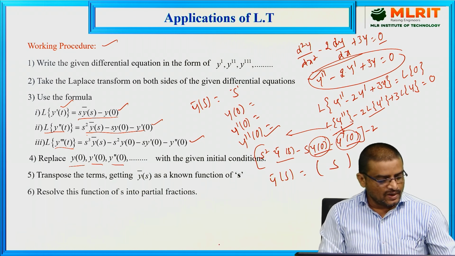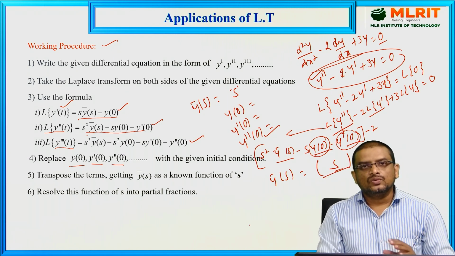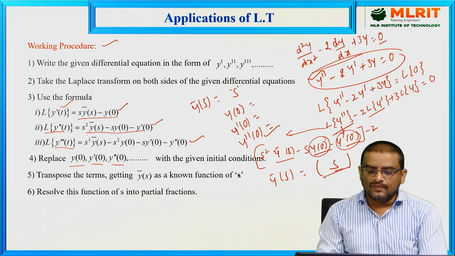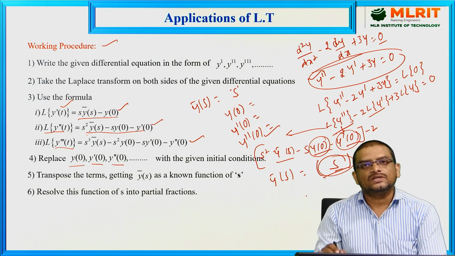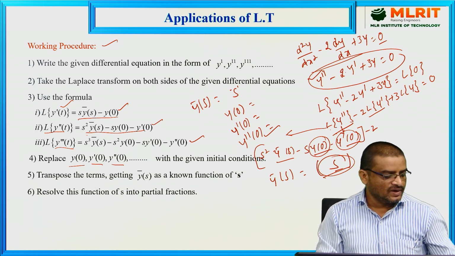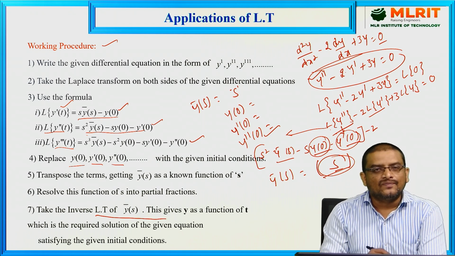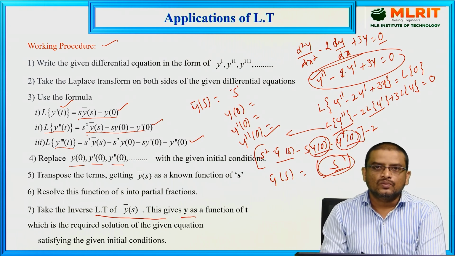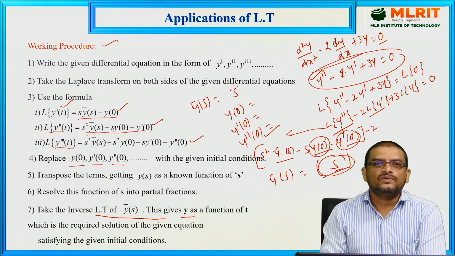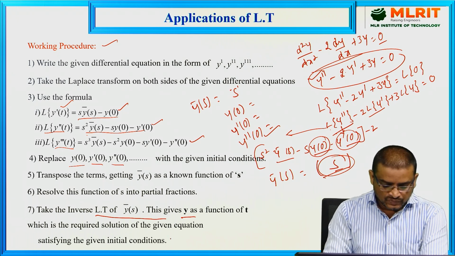Then finally, if there is a scope to split that given function, the function on the RHS side, into partial fractions, we can split it into partial fractions, and then finally you apply the inverse Laplace transform on both sides. Once you complete the inverse Laplace transform, automatically you will get y as a function of t, which is our required solution for the given equation. So this is the procedure.